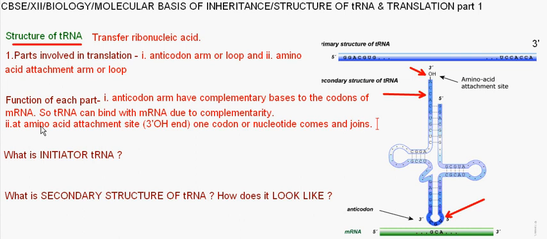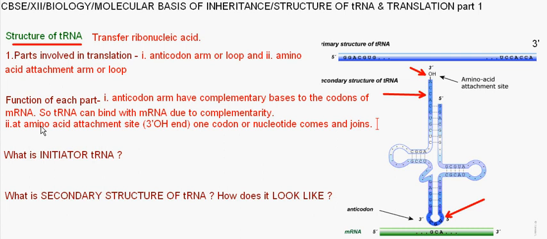I repeat, at the amino acid attachment site, that is the 3' OH end, one amino acid comes and joins, according to the codon. We can say one codon codes for one amino acid, that we studied in genetic code. This amino acid attaches itself with the growing polypeptide chain during protein synthesis.